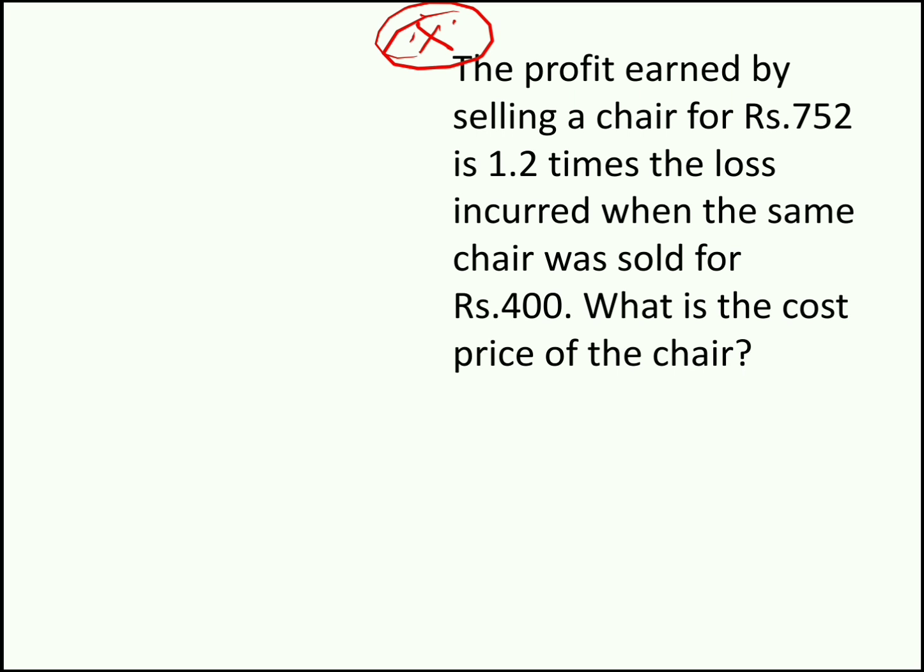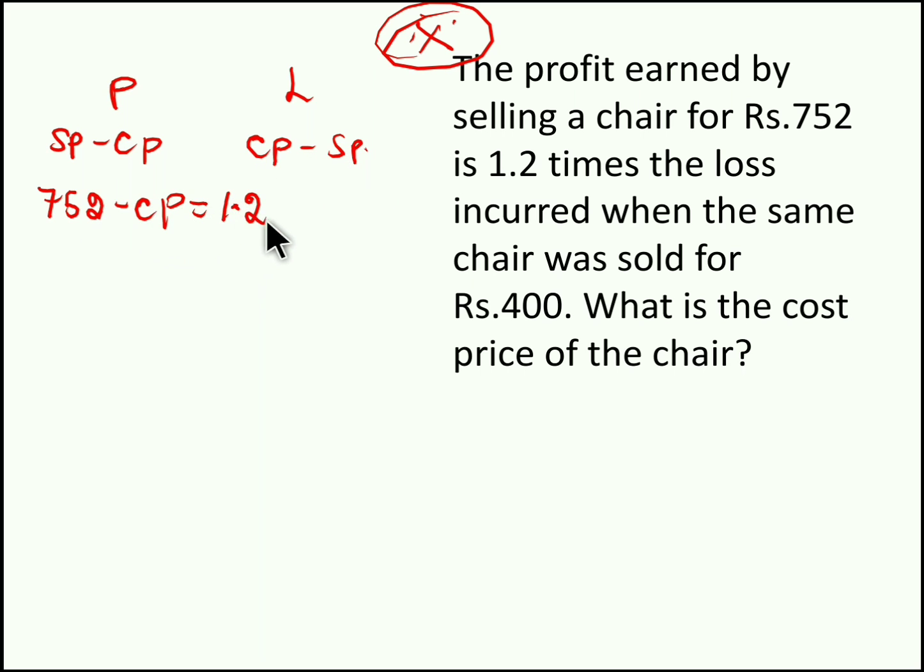The profit earned by selling a chair for rupees 752 is 1.2 times the loss incurred when the same chair was sold for rupees 400. So in the first transaction there is a profit, and in the second transaction we have a loss. So here profit is nothing but selling price minus cost price, and loss is cost price minus selling price. So in the first part, selling price is given. So selling price is 752, and we don't know the cost price, so let the cost price be CP. This equals 1.2 times the loss incurred. So selling the article for 752 is equal to 1.2 times selling the article for 400 rupees.